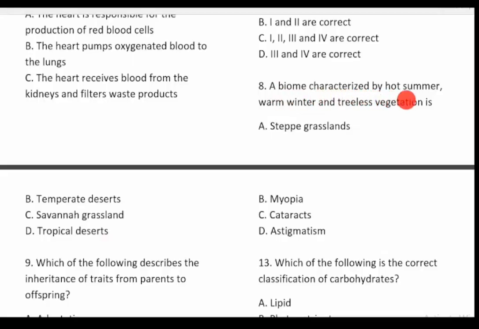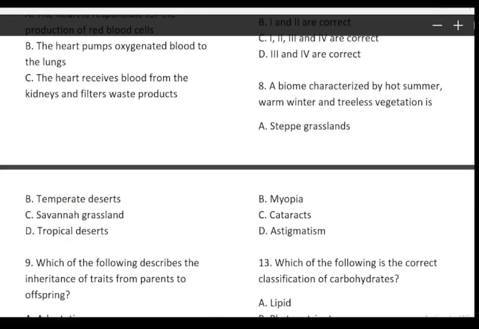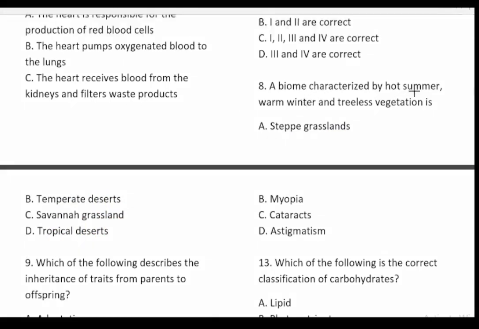A biome characterized by hot summer, warm winter, and treeless vegetation is: A, steppe grassland. B, temperate desert. C, savanna grassland. And D, tropical desert. When we have such a question, we need to look out for major keywords. So what are the keywords that we have there? Let me identify them. We have hot summer, warm winter, and treeless vegetation. So we need to look at these characteristics to be able to answer this question.